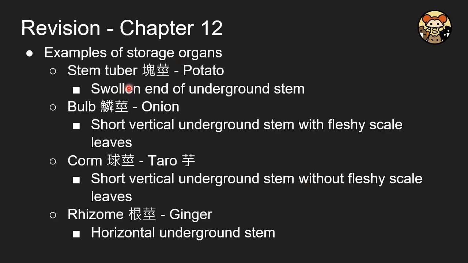And here are the examples of different storage organs. So you can see there are so many terms here. Don't worry, do your best to remember, even one or two will be great. You will also be required to remember the examples: potato is equivalent to the stem tuber, bulb is for onion, the corm is taro, and the rhizome is ginger.